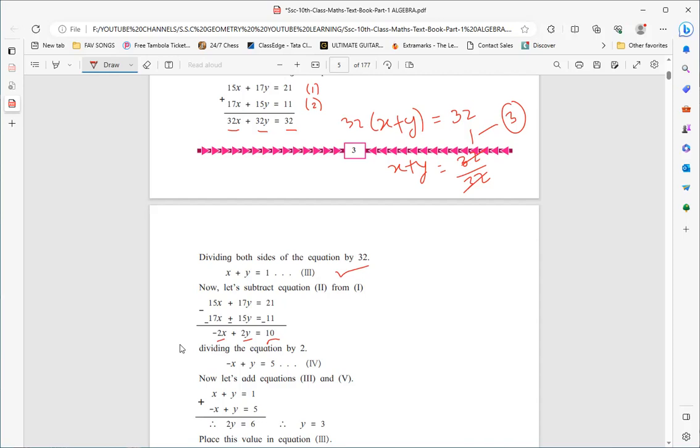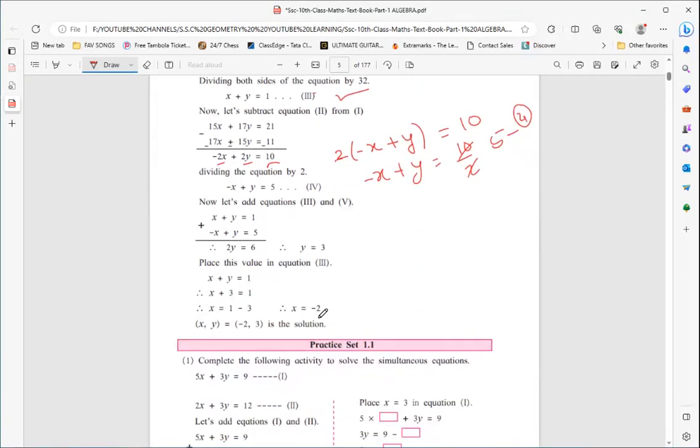So what we can do here is take 2 as common. So minus x plus y equal to 10. So minus x plus y is equal to 10 upon 2, which is equal to 5. So minus x plus y equal to 5. This becomes the fourth equation now. So we have a third equation and a fourth equation.